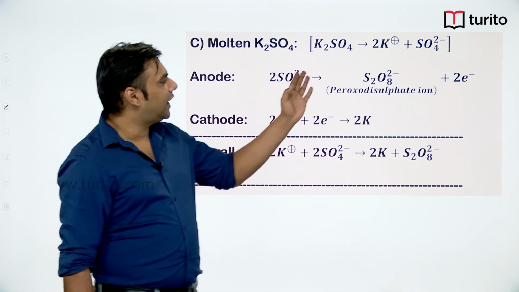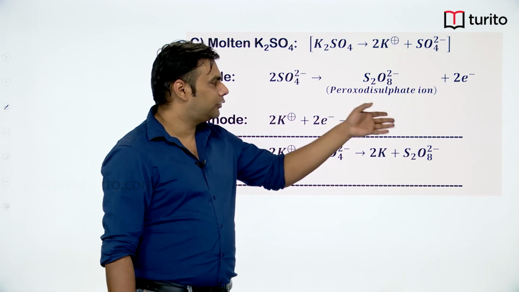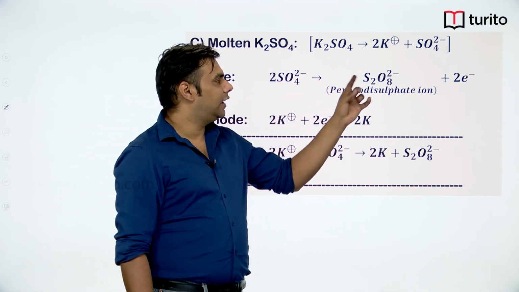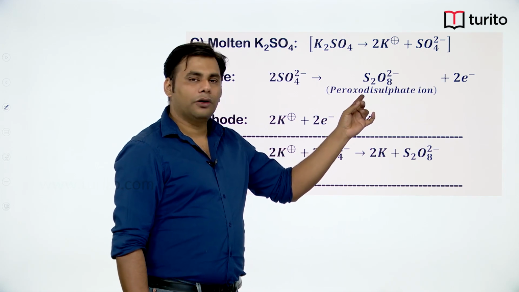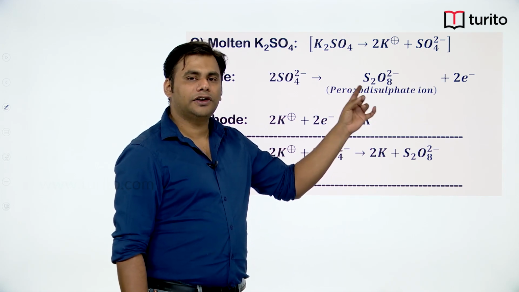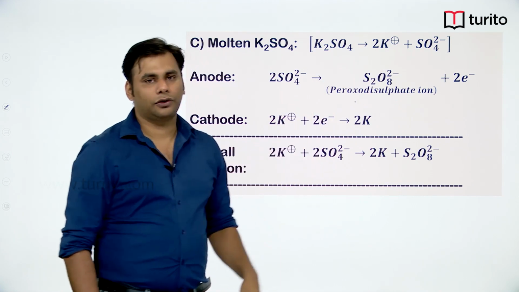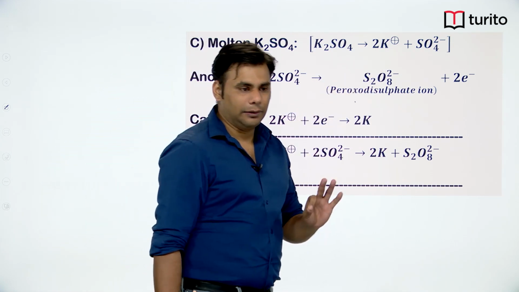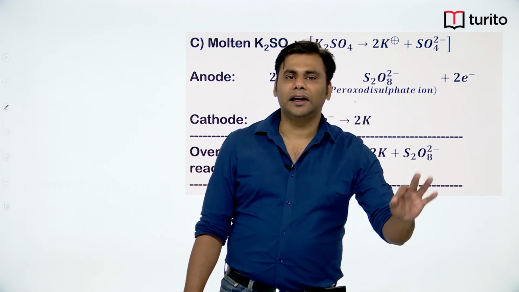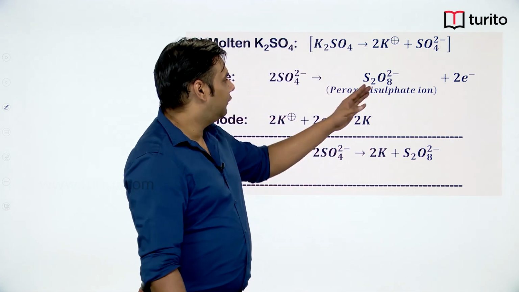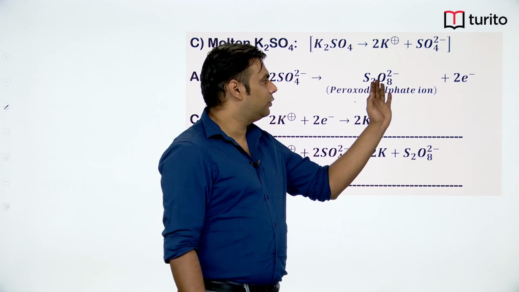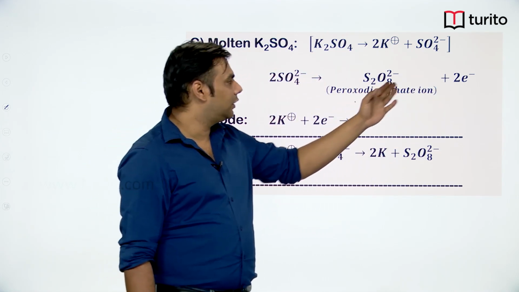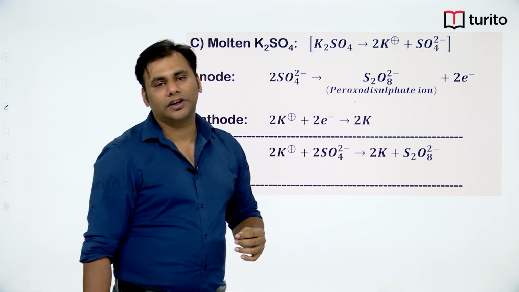Whenever sulfate ion undergoes oxidation, it forms peroxodisulfate ion. So 2 SO4 2- would undergo oxidation and form peroxodisulfate, which is S2O8 2-, plus 2 electrons. Now this S2O8 2- is a very important reagent in analytical chemistry, because if you look at the reverse reaction, S2O8 2- would be taking up 2 electrons and changing into sulfate. So it is undergoing reduction, so it is an oxidizing agent.